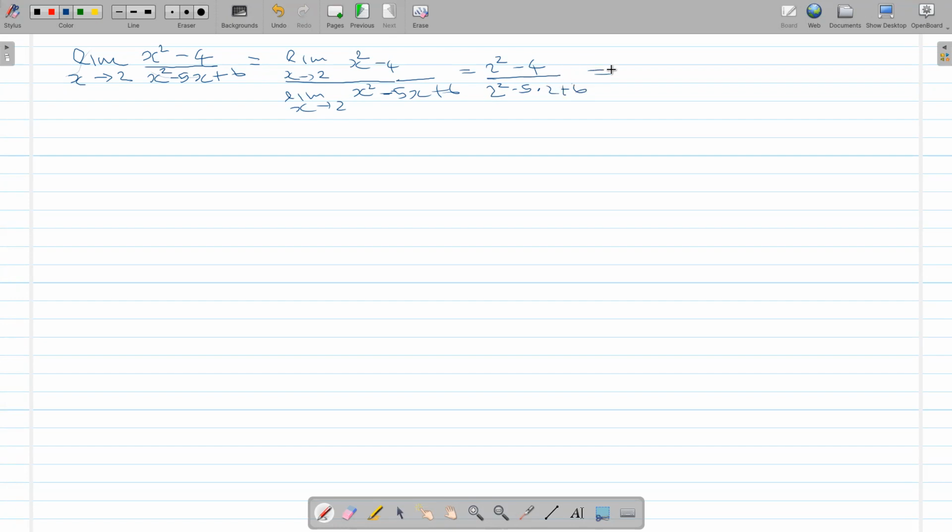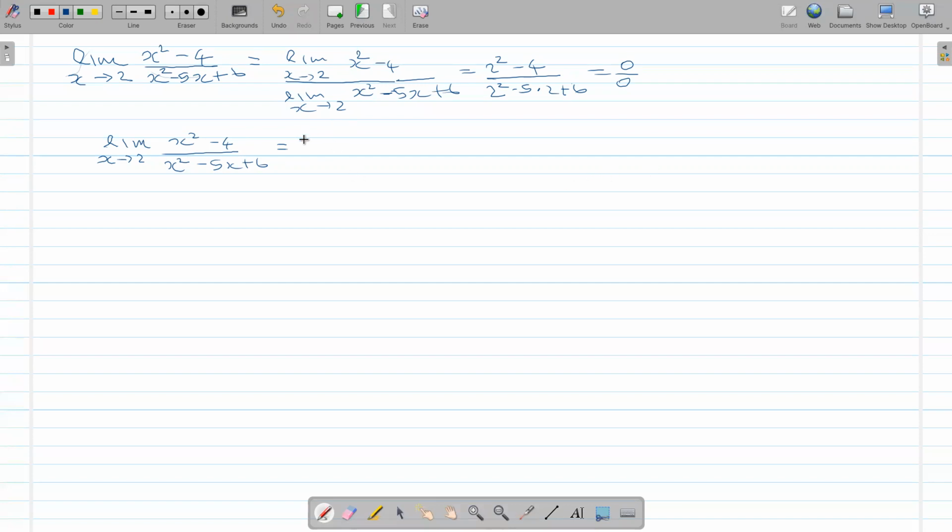So this is 0 on the top and the denominator is 0 as well. So we can try to use that method, if it goes to 0 over 0 form. So we can try to factor the numerator and the denominator.